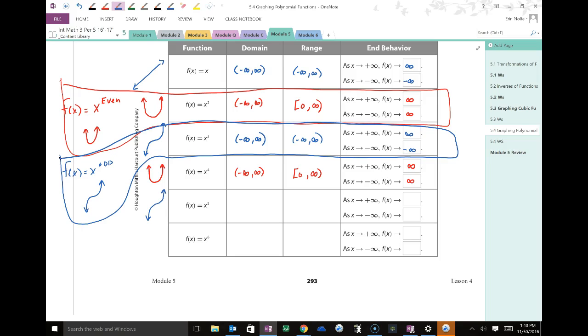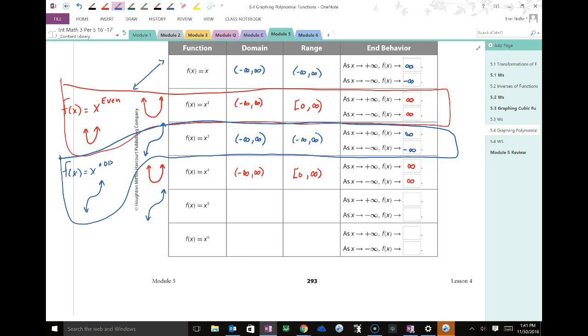Am I okay to progress, or do I need to wait for people to keep writing? Good? What about for the 5th one? Are we not going to write the domain? No, I'm not going to write it because it's going to be exactly the same as x cubed. So if you want to fill that in on yours. And x to the 6th would just be a parabola.